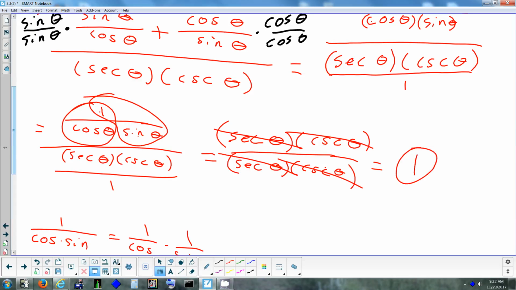Okay. But if you were thinking in your head, I'm going to try changing everything to sines and cosines, everything, not just the top, you could have still done it that way. I think you would have had more steps than what we had. Okay. But that's up to you. Okay, any questions on that one? So that was a little bit harder.